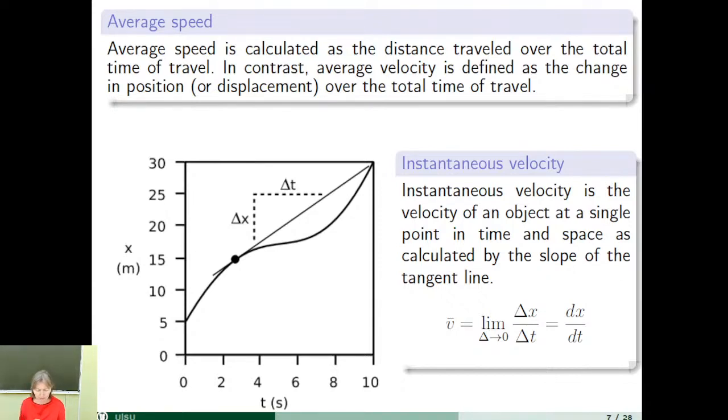To calculate the speed of an object from a graph representing a constant velocity, all that is needed is to find the slope of the line. This would indicate the change in distance over the change in time. However, for changing velocity, it is not as straightforward.